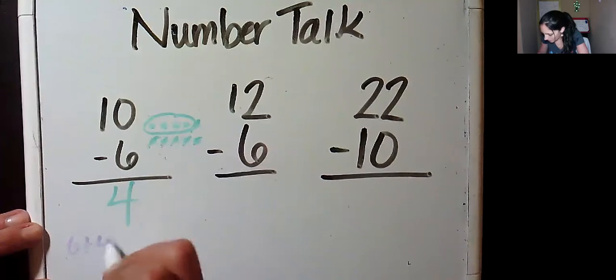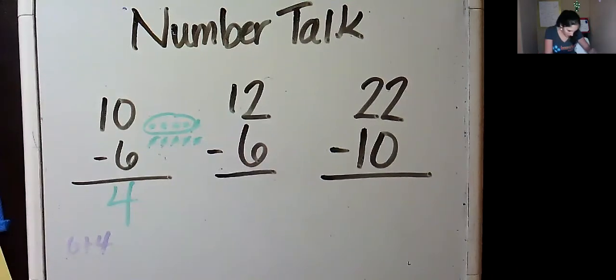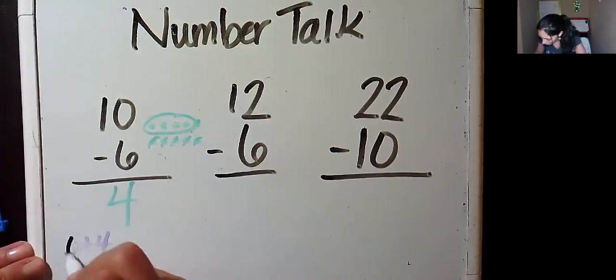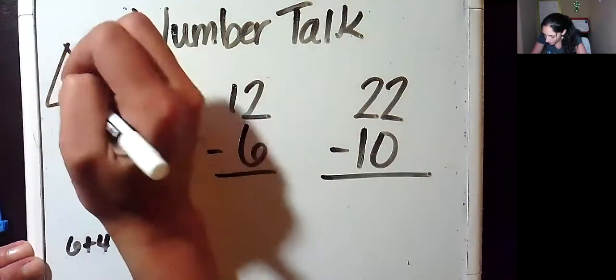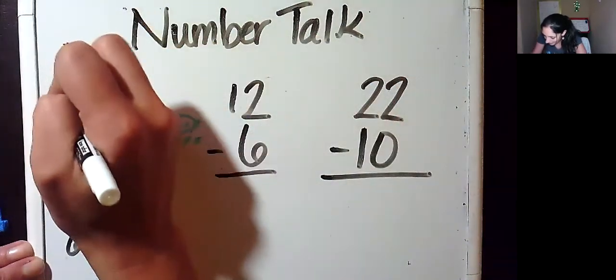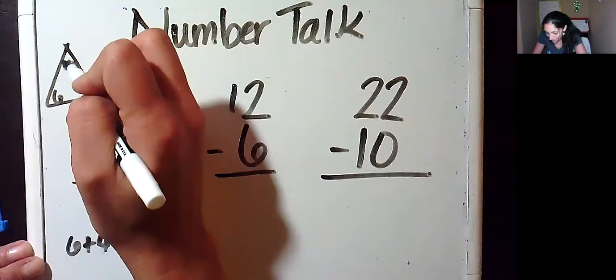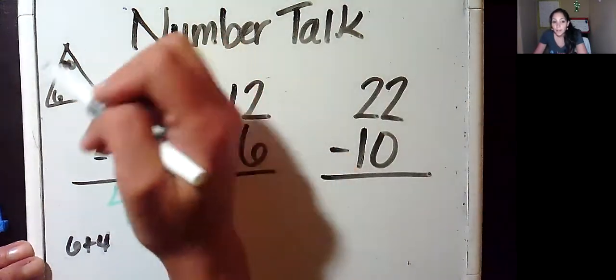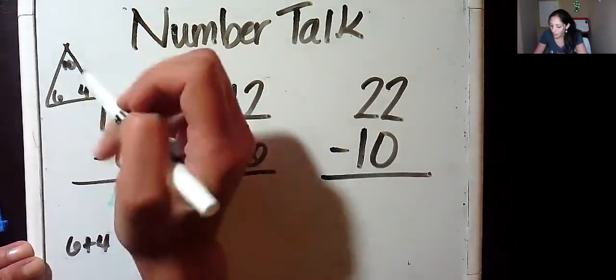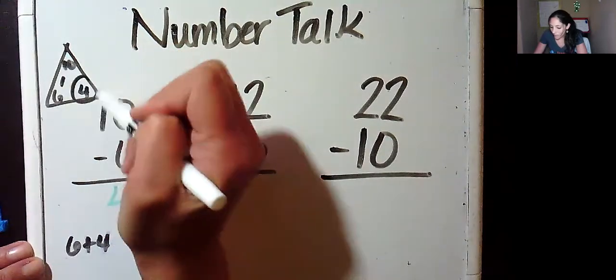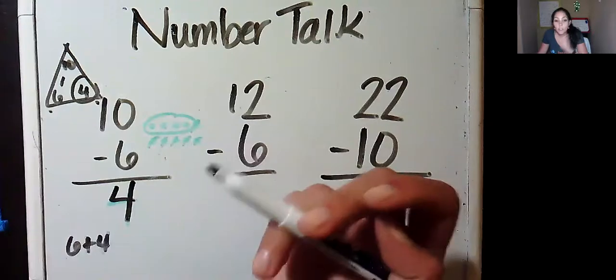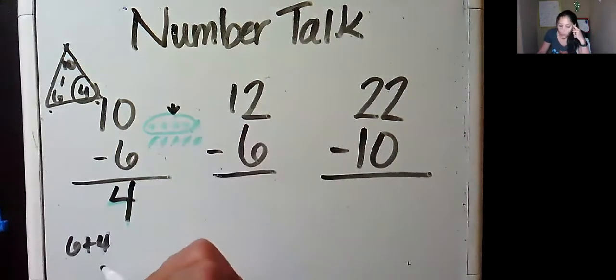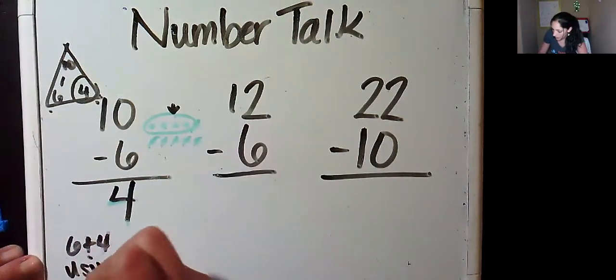I know that 6 plus 4 is a way to make 10, and I also know that addition and subtraction are related. So if 6 and 4 is a way to make 10, then knowing my fact family of 10, 6, and 4, 10 minus 6 is going to leave me with 4. So I showed that 2 ways, drawing and also using facts I know.